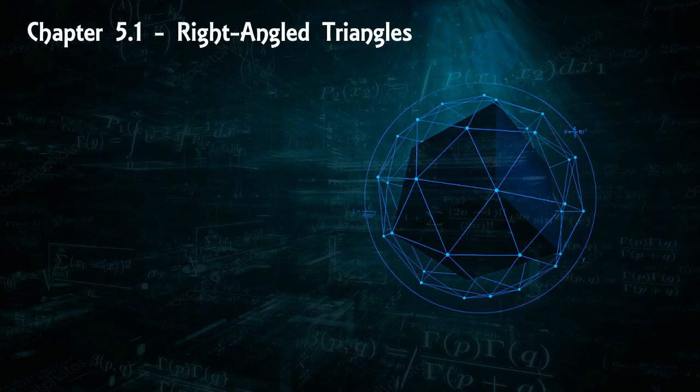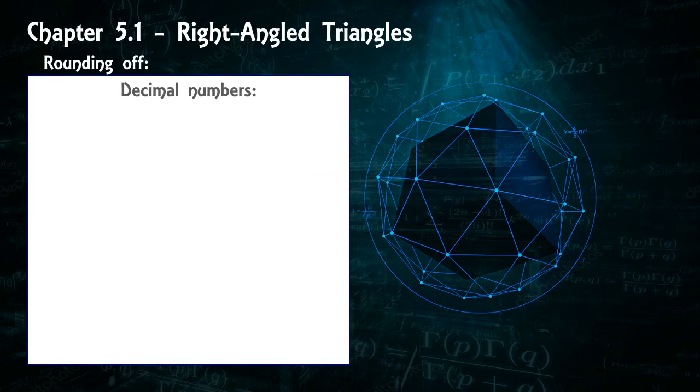A few things before we can really start. First of all, in many exercises you will need to round off your answer. As we will be working with square roots quite a lot this chapter, many answers will have an infinite number of decimals. So in many exercises you will be asked to round off your answer to 1 or 2 decimal places.